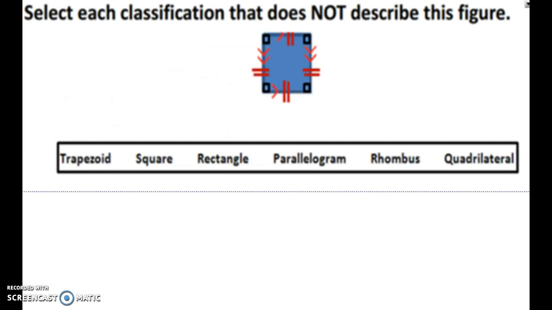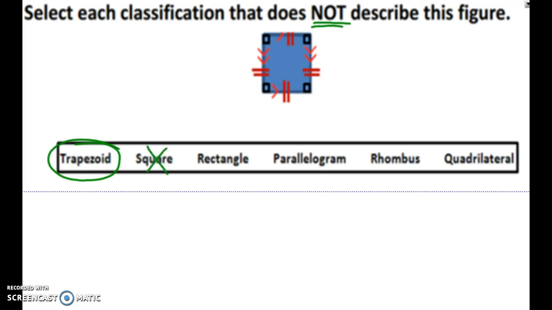Alright, so this one we're looking for which classification does not describe this figure. Does not describe this figure. Okay. Well, does it have one set of parallel sides? No, it has two sets. So this one does not describe it. Okay. A square. Does it have four congruent sides? Yes. Does it have two sets of parallel sides? Yes. Does it have four right angles? Yes. So then it is a square. So that would be true.